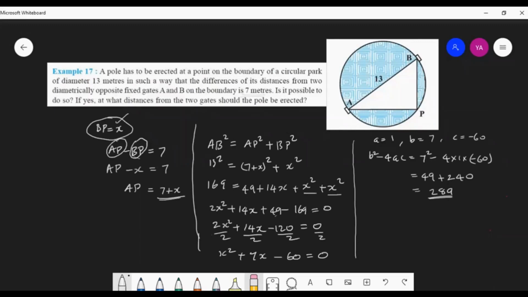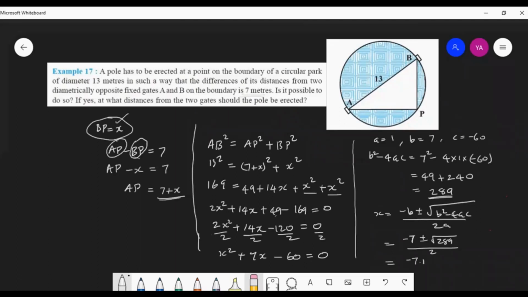It's a perfect square. So next step, you write x is equal to minus b plus or minus root of b square minus 4ac by 2a. Substitute the values: minus b, that is minus 7, plus or minus root of b square minus 4ac, that is root 289, divided by 2 into a, that is 2, right? What's the square root of 289? 13. 13 is wrong, sorry. 17. Okay, 17.